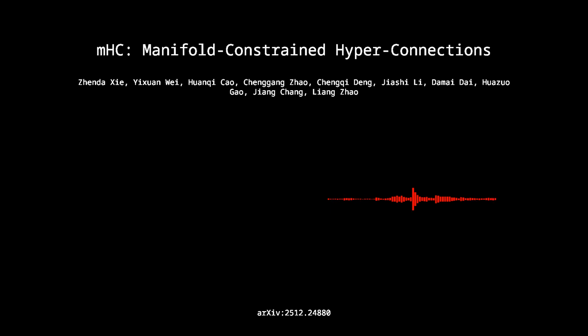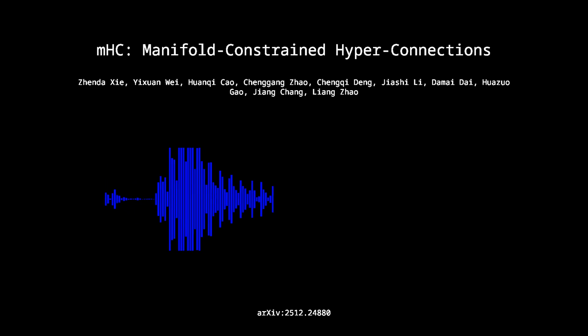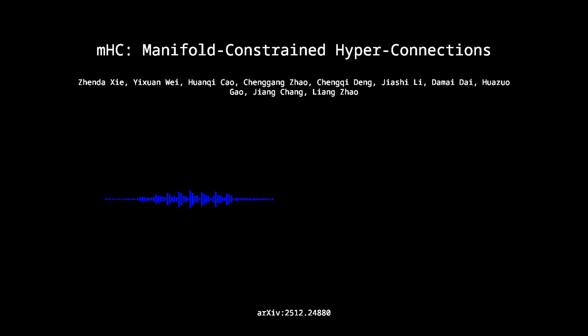So to set the stage, let's quickly revisit that bedrock, the standard residual connection. It's all about that identity mapping property. That's what ensures stability. When you think about the feature flow from, say, layer l all the way to layer L, that clean identity path guarantees the signal can propagate. It's a perfect stabilizer. It stops signals from collapsing or exploding.